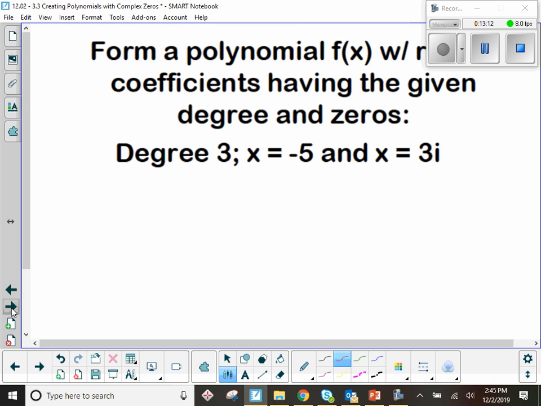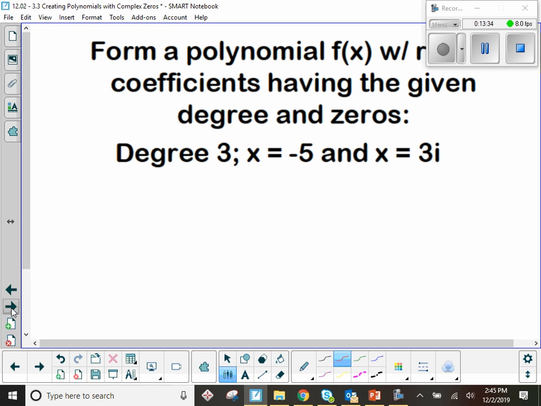Okay, so let's put all this gobbledygook together. We have this problem. Form a polynomial f of x with real coefficients having the given degree and the given zeros. How many zeros did the problem give us? 2. But how many do we need? 3, because it says the degree was 3.